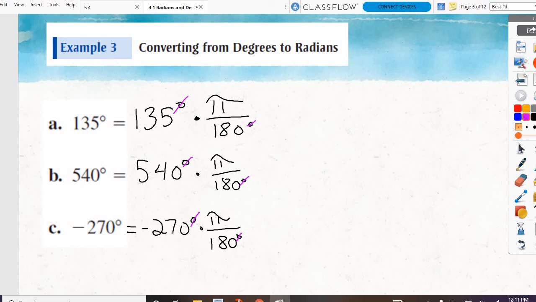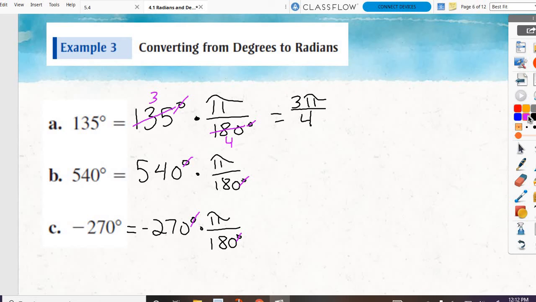So what's 135 divided by 45? 3. And 180 divided by 45? 4. So we end up with 3 times pi. So we're just going to put 3 pi, and then we have a 4 in the bottom. And again, we want to leave the pi there because we don't want to write a long ugly decimal.